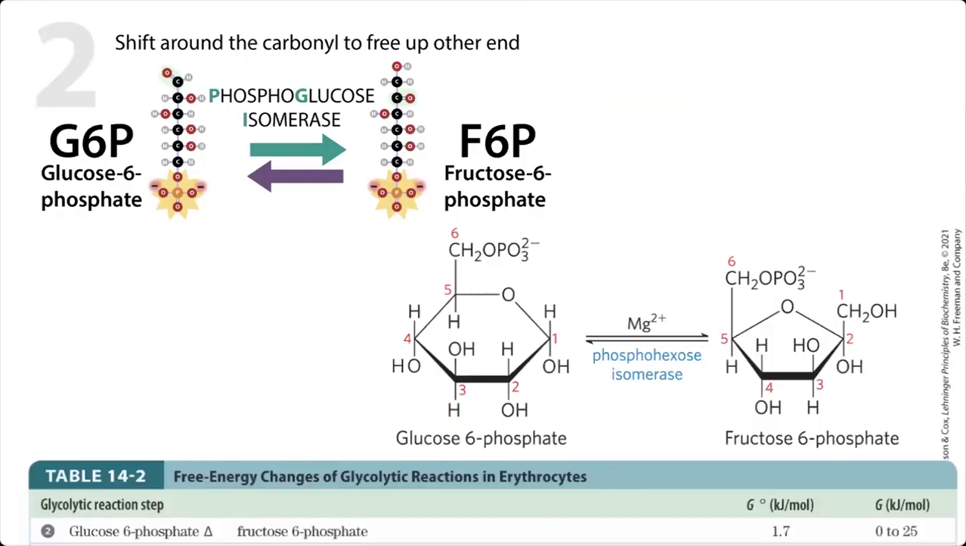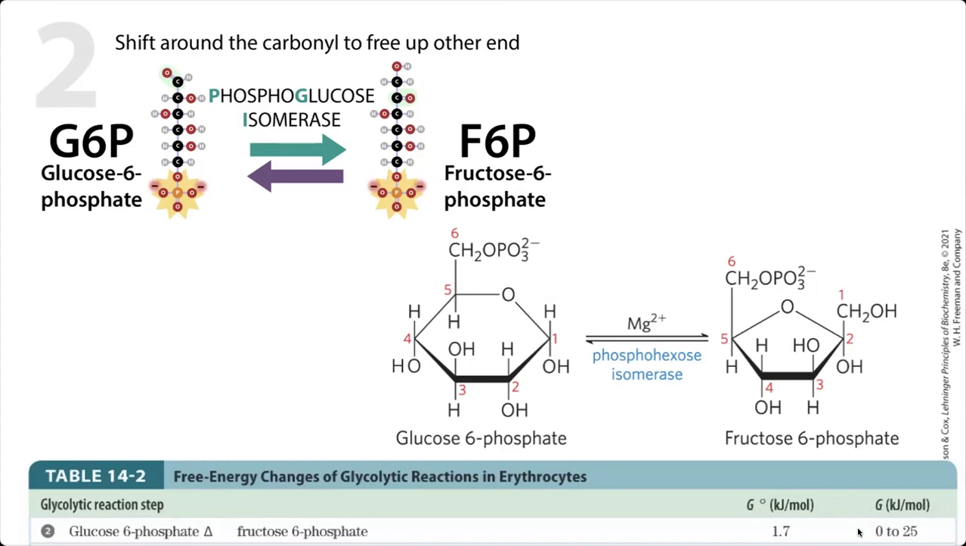In this phosphoglucose isomerase step, basically we're just shifting things around. We're going to free up the alcohol, the hydroxyl group at the end. That's going to allow us to have a position where we can phosphorylate. So phosphoglucose isomerase, sometimes you'll see this called phosphohexose isomerase. This is going to shift things around. It's going to free up that position, and then we're going to be able to phosphorylate it.